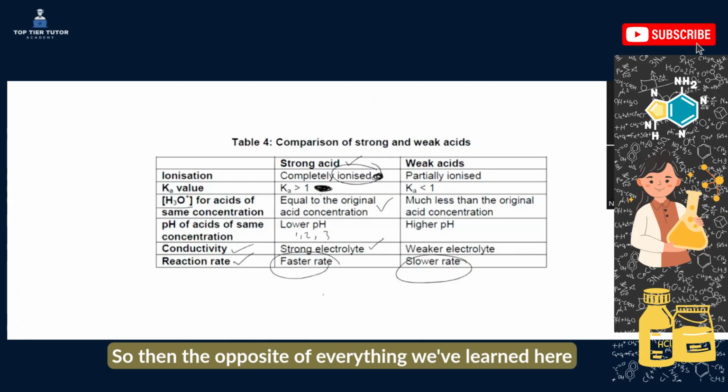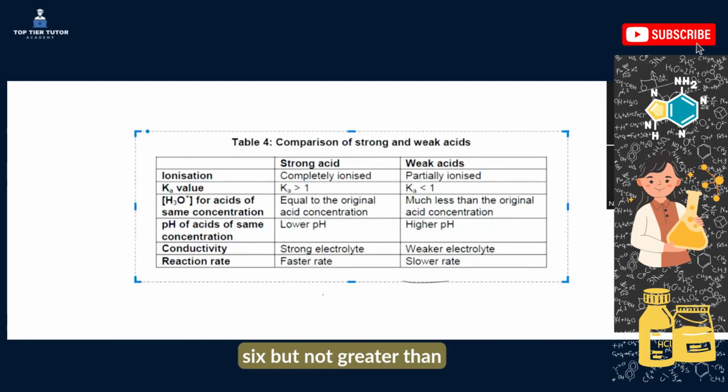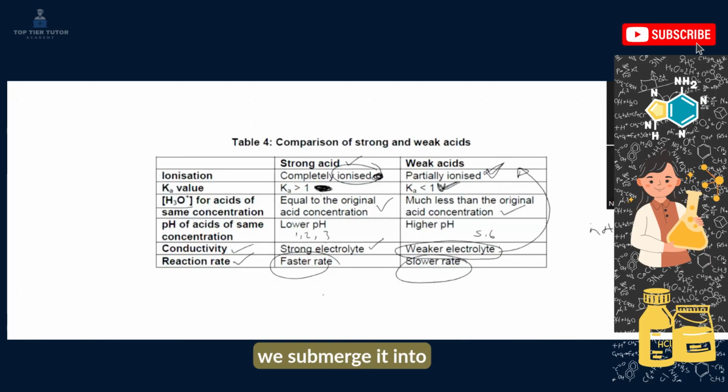So then the opposite of everything we've learned here comes into play when it comes to weak acids. They ionize partially, therefore their Ka value is going to be low, and their concentration when you put them in water is going to be less than the original concentration, way less. Could be like 1% of what the actual concentration of the acid was. And it would have a higher pH value, so it would be somewhere around 5, 6, but not greater than 7. And it's going to be a weak electrolyte because it ionizes partially whenever we submerge it into water.